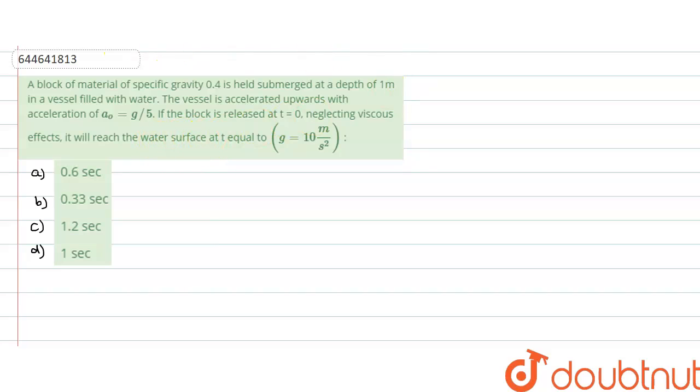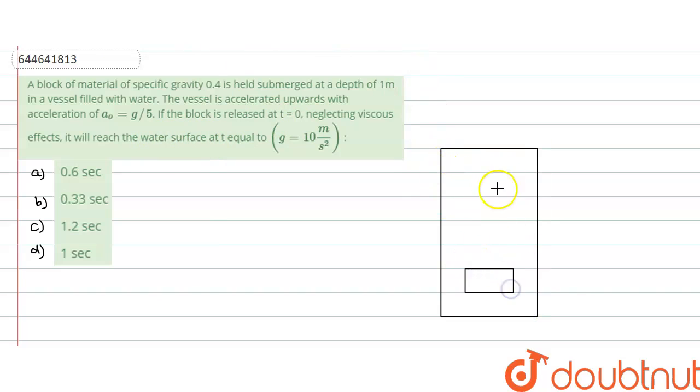Okay, so let's say this is the vessel. Now there is a block here, and the depth is given to be 1 meter. Now this vessel is accelerated in the upward direction with an acceleration g by 5. So there would be a pseudo force acting on this block in the opposite direction, that means in the downward direction, corresponding to g by 5.